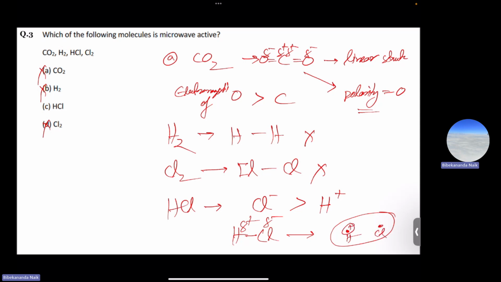So this will be the center of positive charge, and this will be the center of negative charge. Since the center of positive charge and the center of negative charge don't coincide with each other, there will be a net dipole moment, and this results in the microwave active nature of the molecule. So the correct option is option C, HCl.